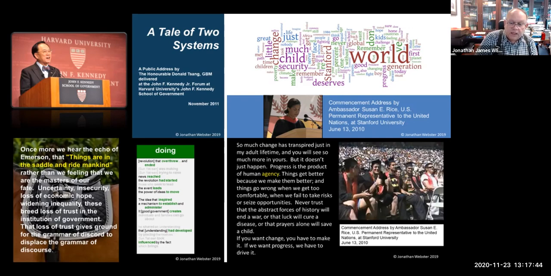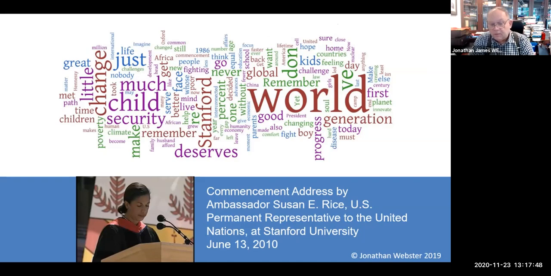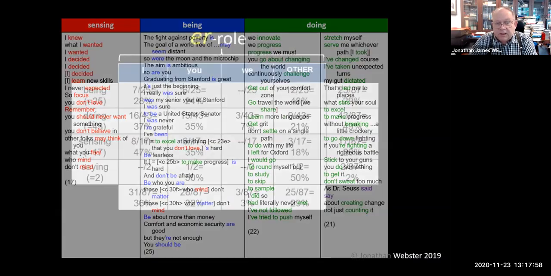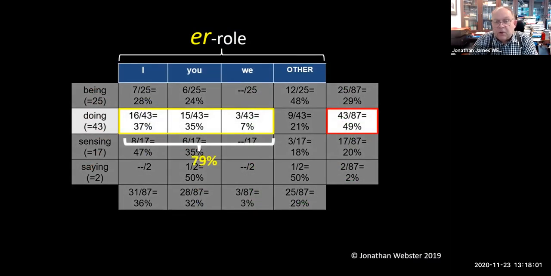Observations. And Susan Rice, she gave this commencement speech at Stanford University, and it was, remember, quite striking, the way she identified those in the ER role. And for sure, I hope by now you know what I mean by that. Those who are the initiators, in this case of doing, 80% were people. What people? I, herself, you, the audience, we together. That was just in terms of those first person, second person pronouns, just in terms of those in the ER role, 80%.